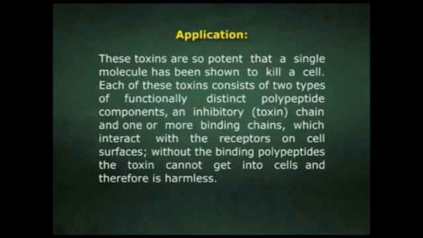Each of these toxins consists of two types of functionally distinct polypeptide components, an inhibitory toxin chain and one or more binding chains, which interact with the receptors on the cell surface. Without the binding polypeptides, the toxin cannot get into the cells and therefore is harmless.